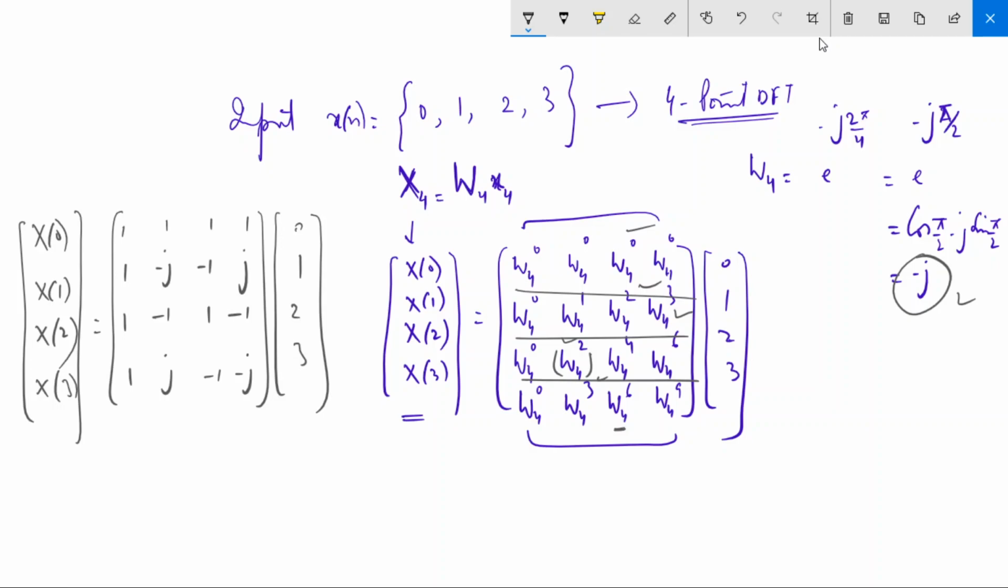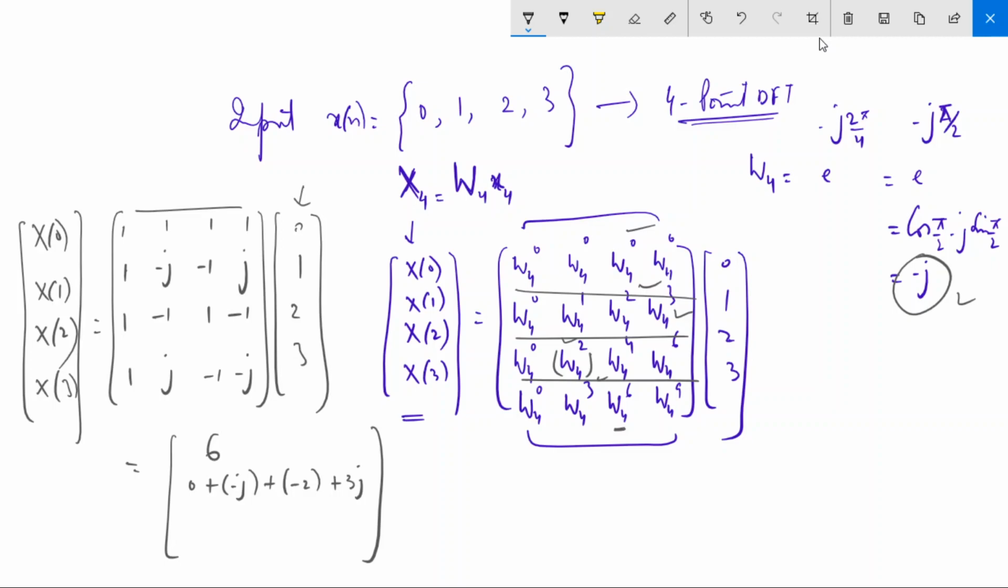Okay. So if you multiply these two matrices now, so first row into first column, you will get 1 into 0, plus 1 into 1, plus 1 into 2, plus 1 into 3. So these are added, 3 plus 2 plus 1 is 6. Then this into this, so 1 into 0, it is 0, plus minus j into 1, it is minus j, plus minus 2, plus 3j, second element. Okay.